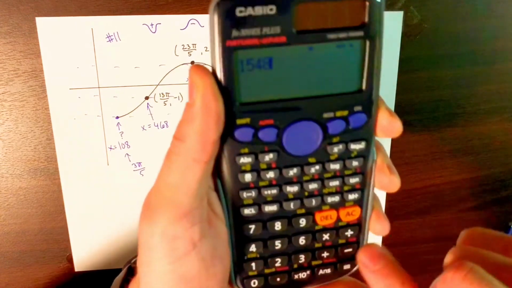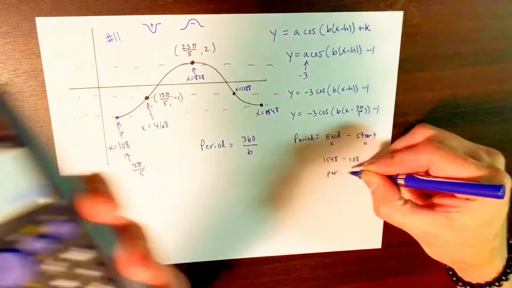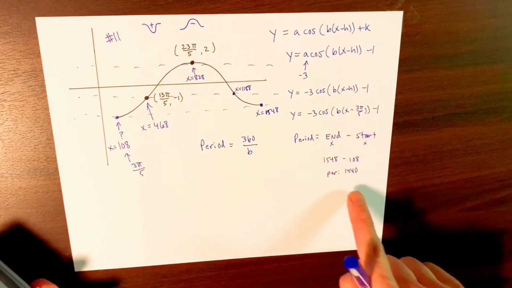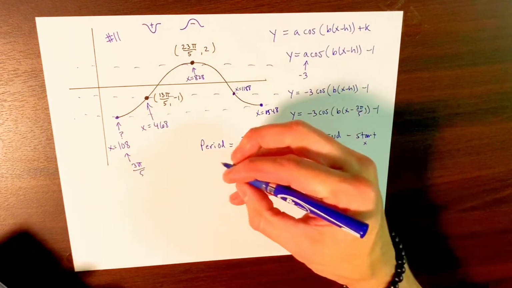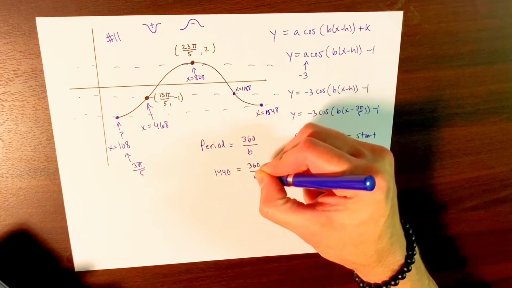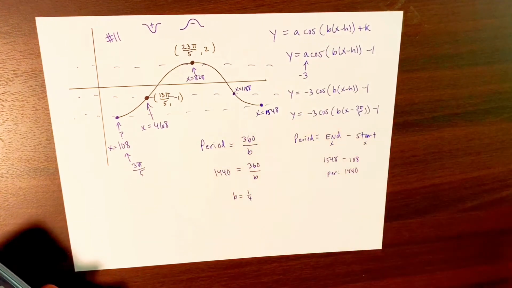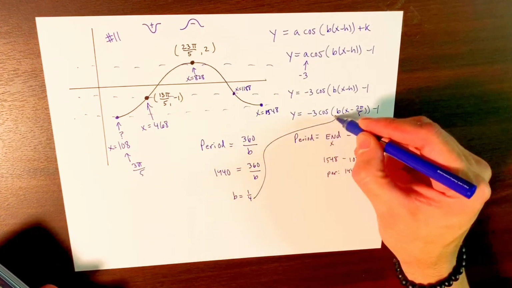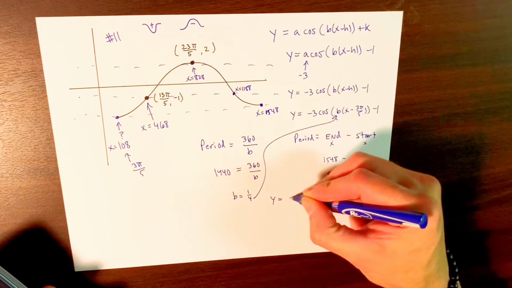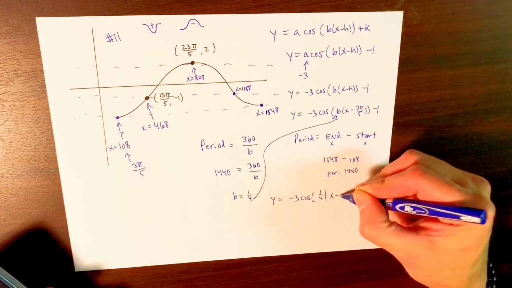So 1548 minus 108 says 1440. So the period is 1440. That's the period. Now you drop that in right there. Solve for b, and I believe b has a value of 1/4. So place that in here, and our finished result would be the following.